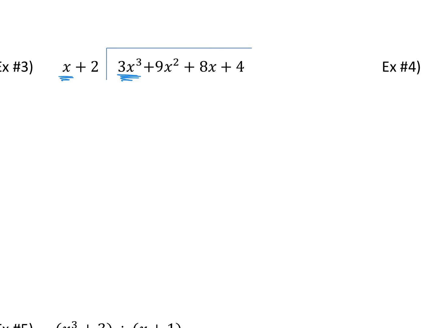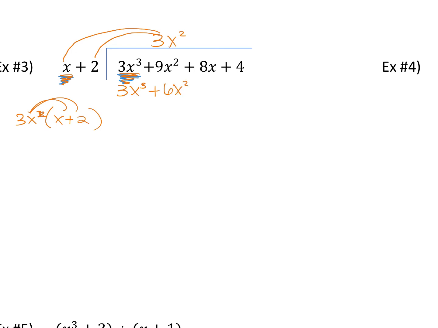Okay, so work that out. Here's what you should have done. You're asking yourself the question, x times what gets you 3x cubed? That's 3x squared, right? 3x squared times x is 3x cubed. So then you multiply that by both of these things. Essentially, you're going 3x squared times x plus 2, and you're distributing that. So that's 3x cubed plus 6x squared.